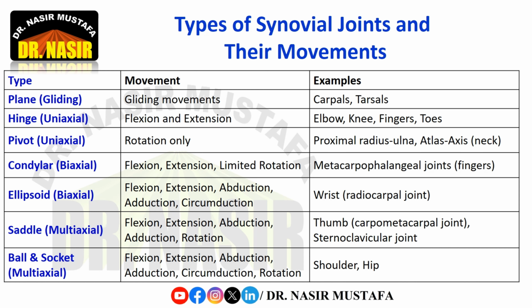Multiaxial joints move around multiple axes. Saddle joints permit flexion, extension, abduction, adduction, and rotation, while ball and socket joints, also called spheroidal joints, allow flexion, extension, abduction, adduction, circumduction, and rotation, providing the greatest range of motion among synovial joints.